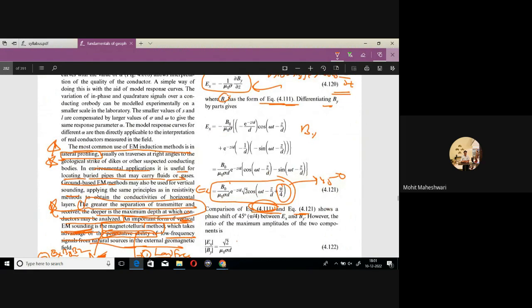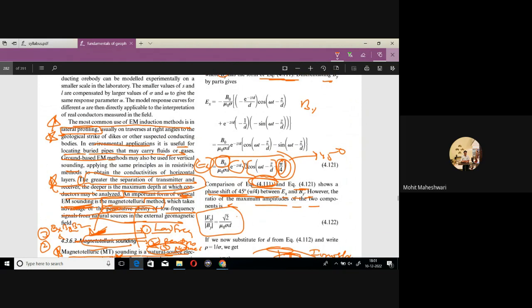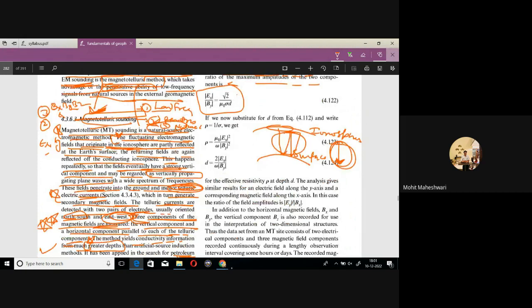So the same B0 part is there, the same exponential part is there, the same cos part is there, omega t minus z by d. The extra term of pi by 4 is there. And this extra term of pi by 4 shows a phase shift between the Ex and By components. Okay, and the maximum amplitudes of the two components, the Ex part and the By part, if we find the ratio, then we will get this equation. And if we put the d value and the sigma value, then we will get these two equations for the effective resistivity rho at depth d.